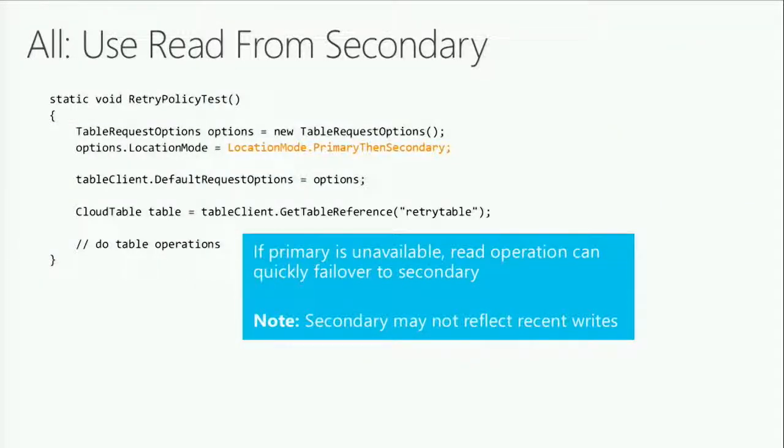Couple notes on this. One, it only takes just even half of a line of code adding in this location mode for retries, and that's supported across, again, all the data types, blobs, tables, queues, files. But one note here, just remember the secondary copy is eventually consistent, so if it's a very recent write, it may not be reflected yet.